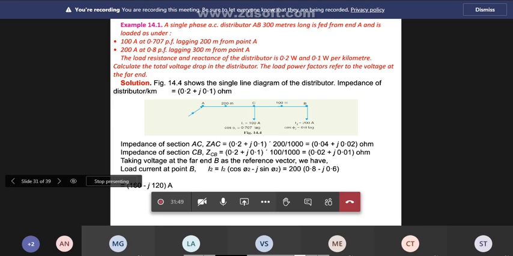Now as you know, VB is the reference voltage. Now the current at B is nothing but the same current I2. I2 is equal to I2 cos phi 2 minus j sin phi 2. I2 is 200, cos phi 0.8 minus j sin phi 0.6. So calculating this, we get 160 minus j 120 amperes.